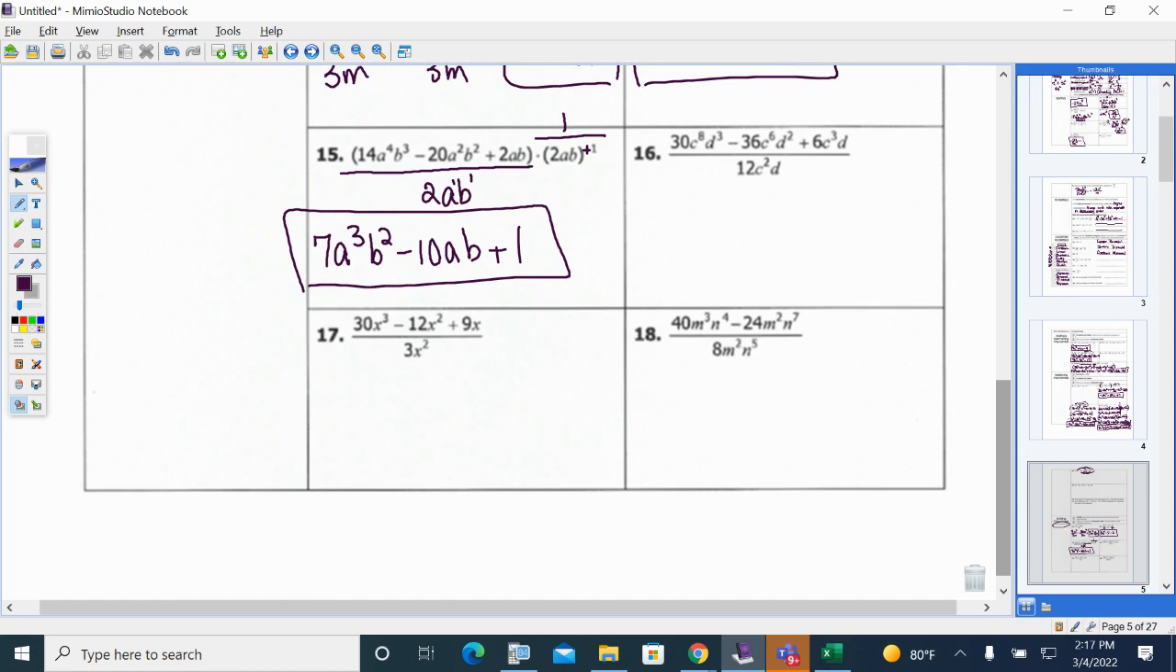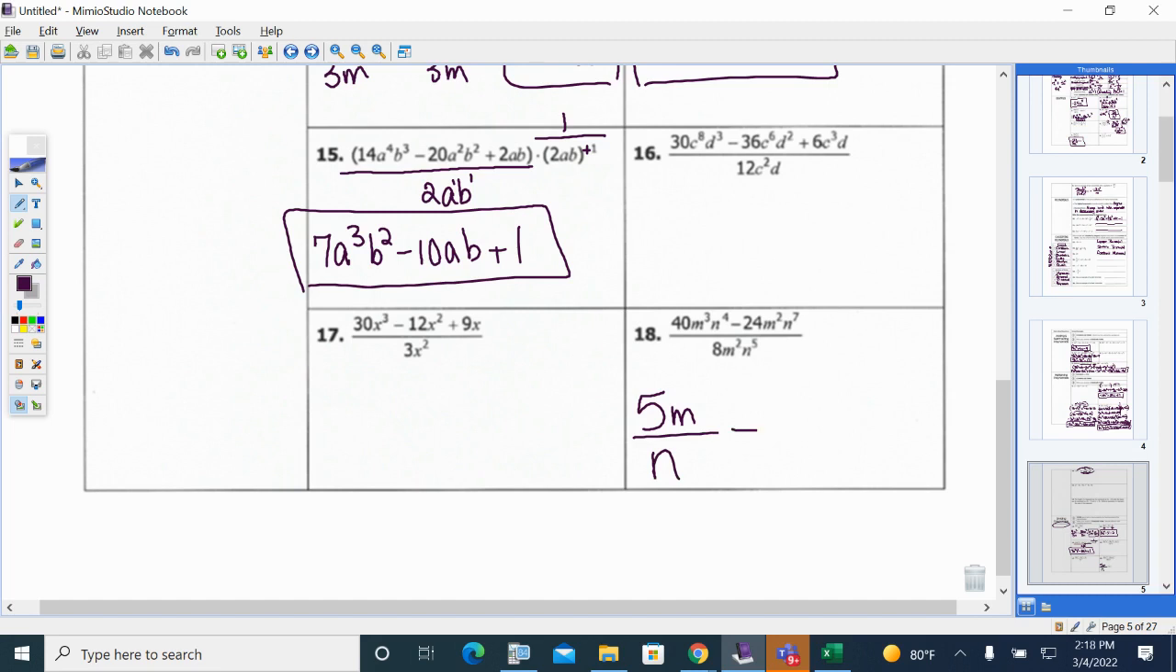FYI, you can end up with fractions on these. If we look quickly at number 18, 40m to the third, n to the fourth, minus 24m squared, n to the seventh is being divided by 8m squared, n to the fifth. So 40 divided by 8 is 5. And then for your exponents on your m, 3 minus 2 is 1. And then if you look at your n's, there are 5 n's in the denominator and only 4 n's in the top, which means your n's are going to end up in the denominator. 5 minus 4 is 1. So that's the first term.